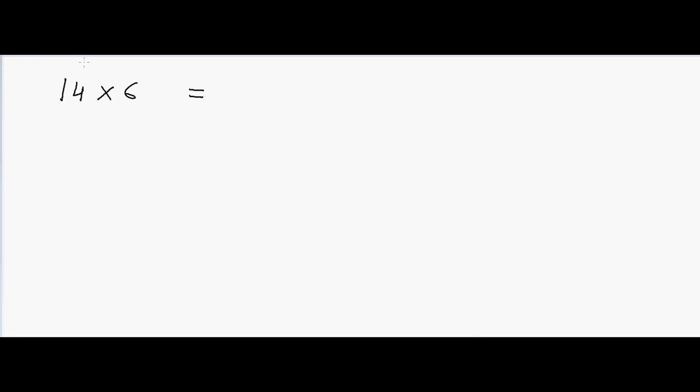First I'll take the last digit of the number which we want to multiply by 6. The last digit here is 4. So I'll just write a 4 here. And then I'll take half of this number. So half of this number is 7, and then I'll take the first digit and add it to the 7, so that will be equal to 8. So my answer will be 84.